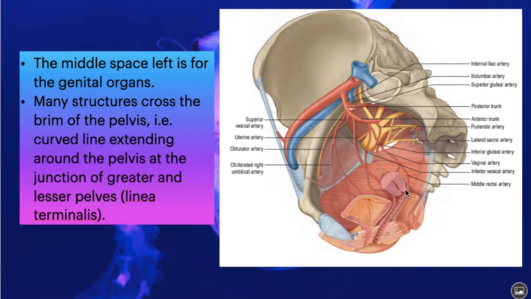Many structures cross the brim of the pelvis. That is, the brim of the pelvis is the curved line extending around the pelvis at the junction of the greater and the lesser pelvis, called the linea terminalis.